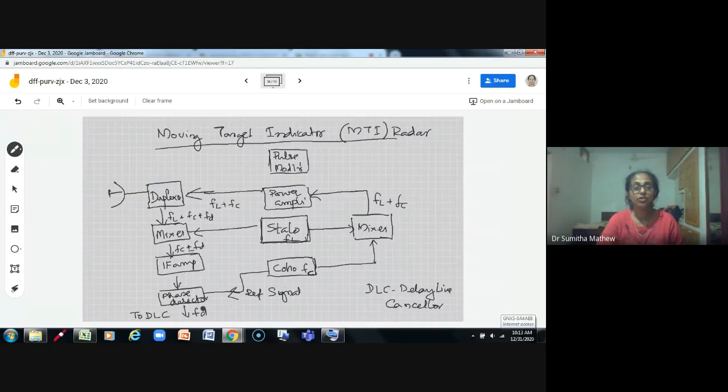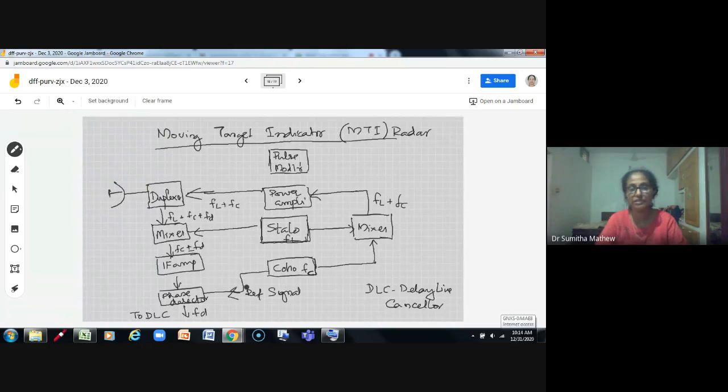But the disadvantage that is caused in the MTI radar is what is known as blind speed. If the blind speeds we can tolerate, then MTI radar is an excellent method of detecting moving targets in the presence of clutter. What is blind speed? We will see that. Here, the disadvantage which occurs is blind speed. That is, certain targets moving at certain speeds might not be detected.